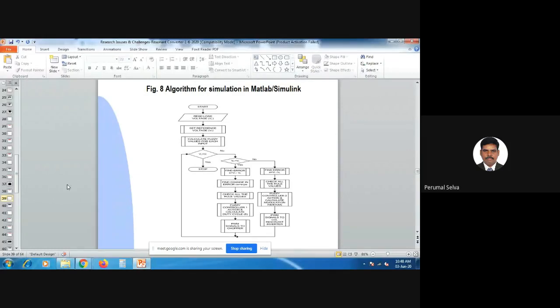If VL is not greater than VR, find the error and check all the rule values. Fuzzy controller 2 acts and calculates the modulation index. So fuzzy controller 1 is the duty cycle controller, the chopper side controller, and fuzzy controller 2 is the modulation index controller, the inverter side controller. Next slide, sir.